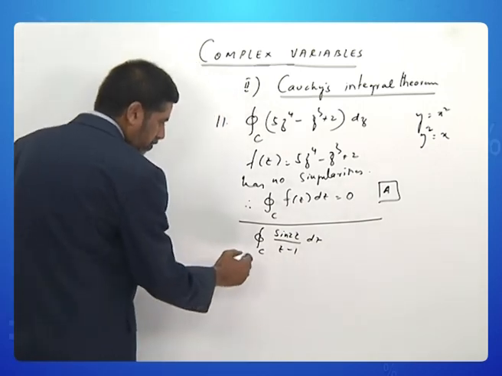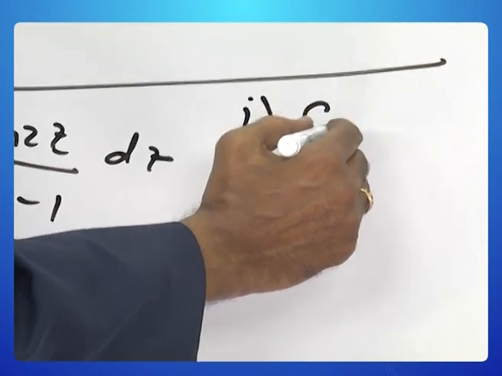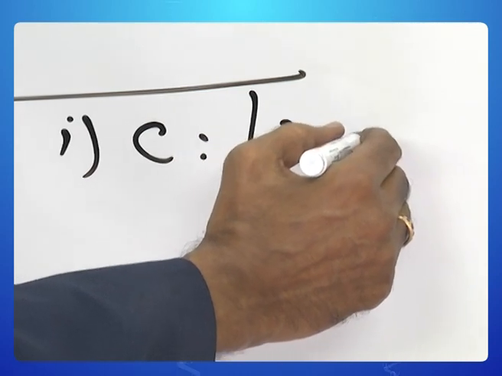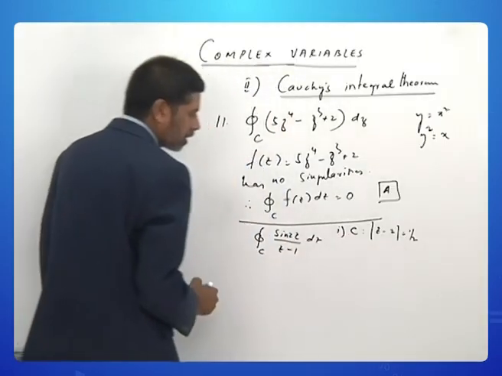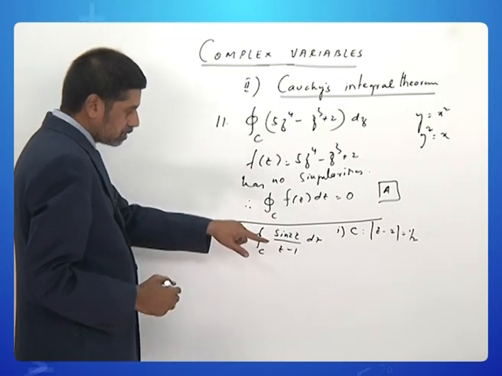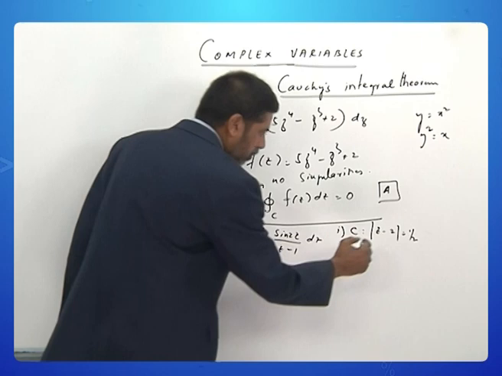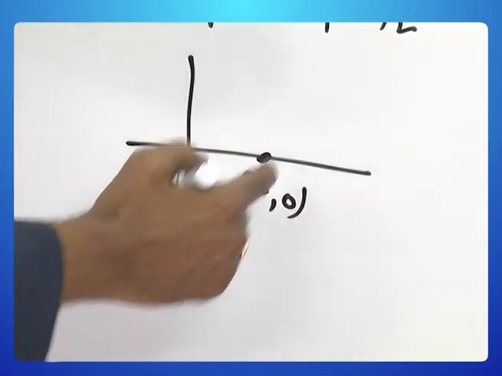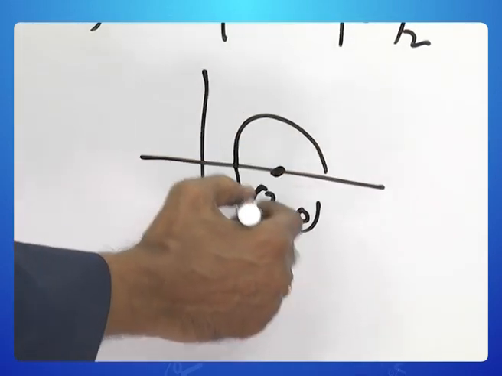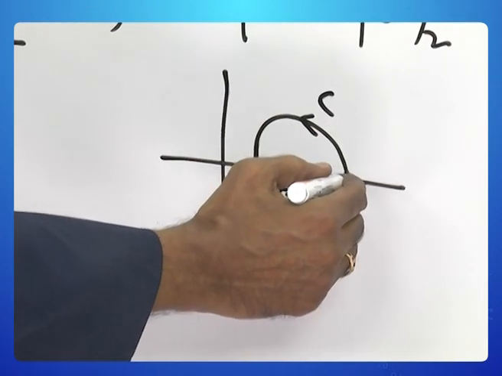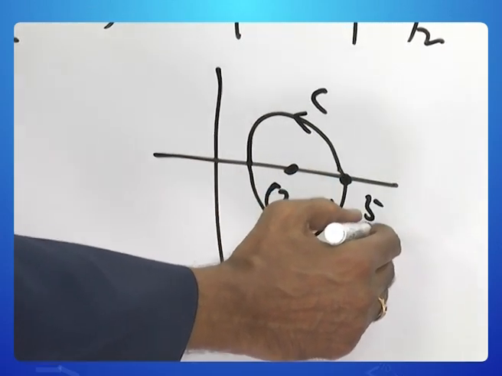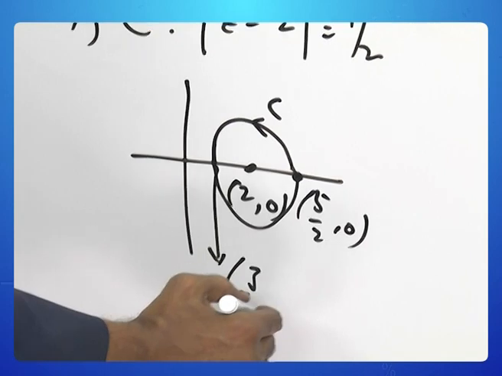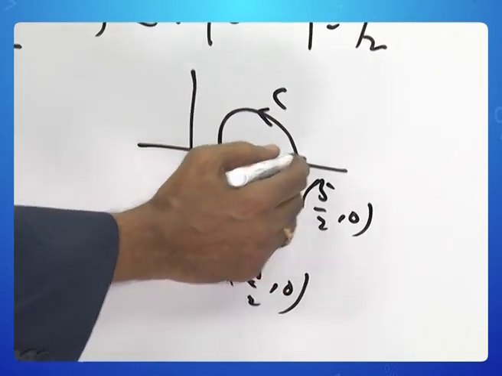Let us take two cases. Case 1, C is mod z minus 2 is equal to half. Now when you look at this function with respect to that contour, this is representing a circle with center at (2, 0) and radius half unit. So this will be 2 plus half, that is (5/2, 0), and this point will be 2 minus half, (3/2, 0). So these are the diametrically opposite end points.